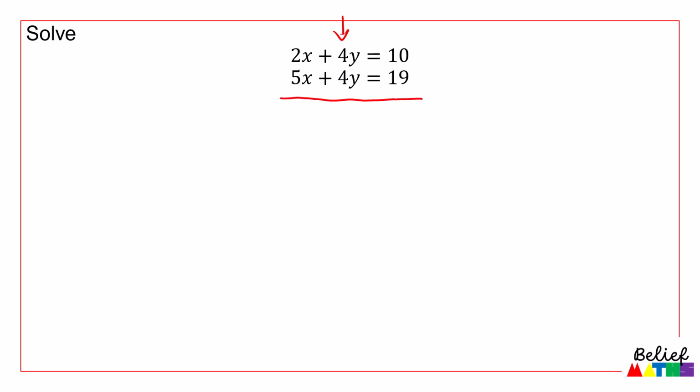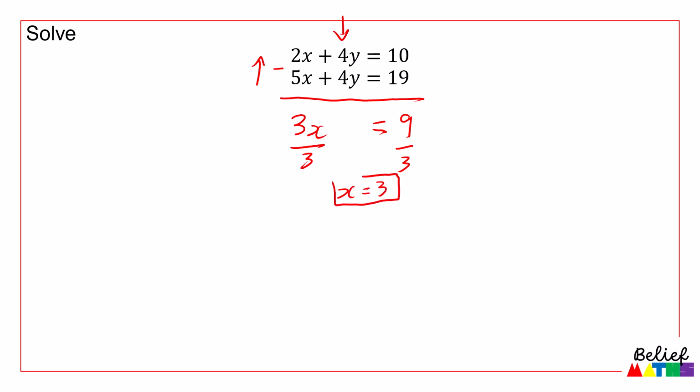All we have to do then is just subtract these two from each other. Now I'm going to subtract upwards because I don't want to end up with negative numbers. So I'm going to do 5x take away 2x to give me 3x. 4y take away 4y is 0, so they're gone. And then 19 take away 10 is 9. If I divide both of those by 3, I end up with x equals 3. So I found my value for x.